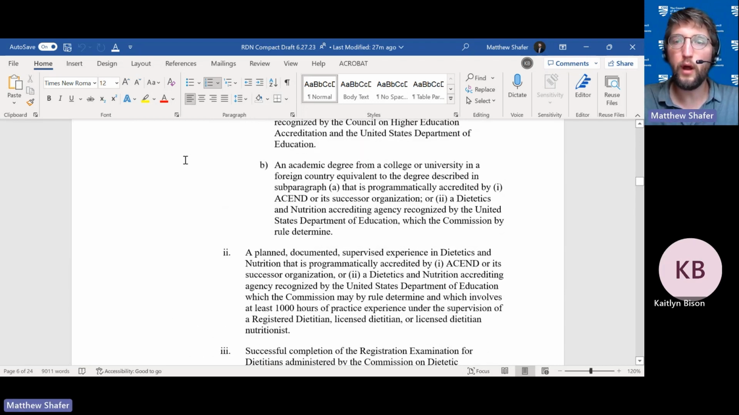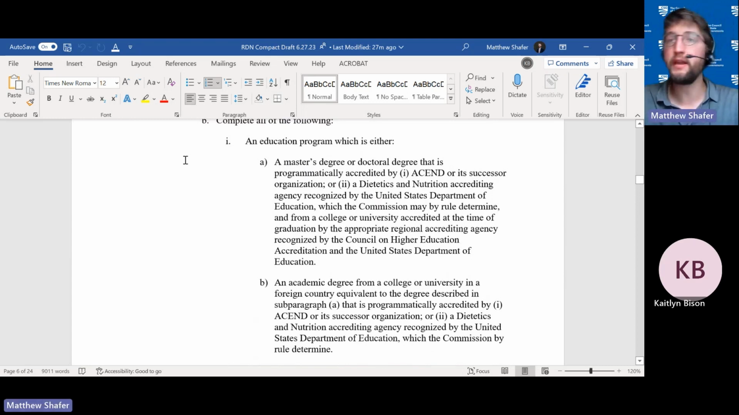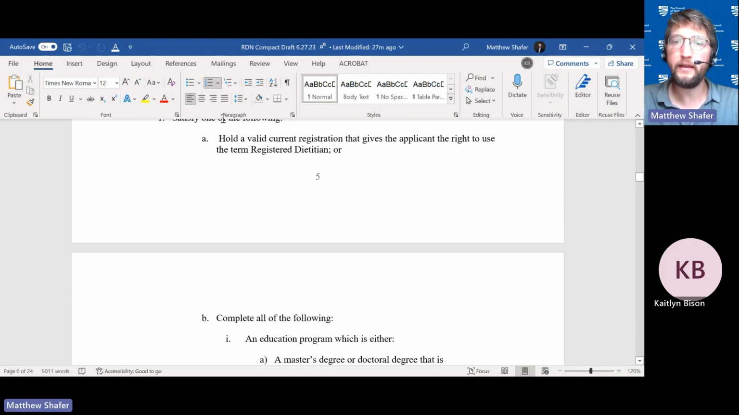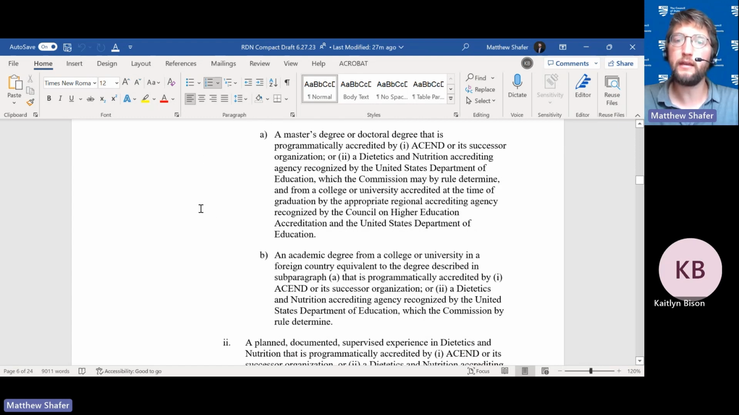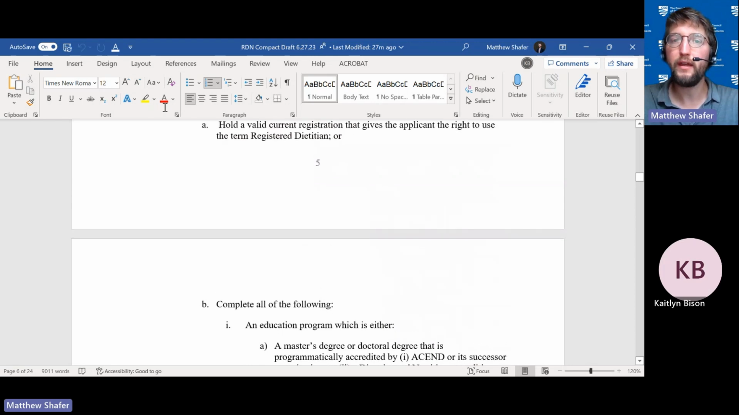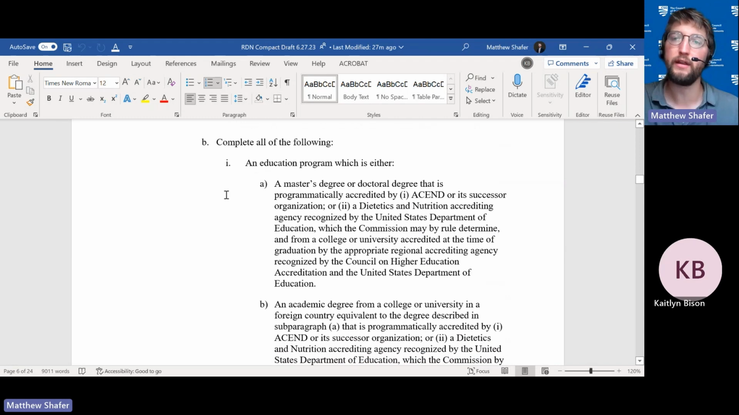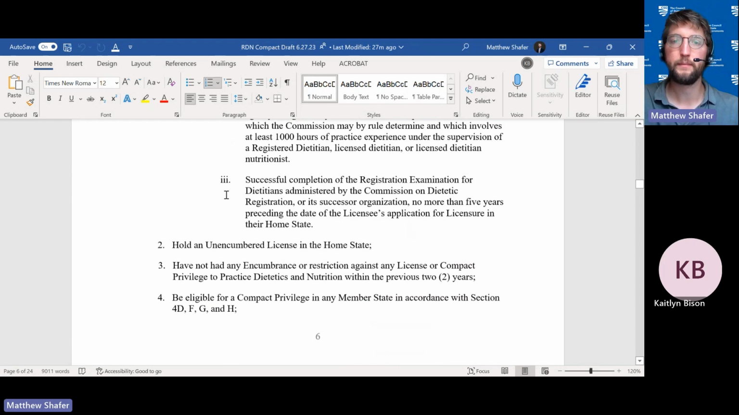So those are the requirements in order to obtain a compact privilege on the education and examination side. So you can either hold a valid RDN credential or complete all of these education, supervision, and examination requirements. Now these mirror each other. It's essentially saying you can hold the RDN credential or you can satisfy all the requirements that lead to the RDN credential. So that's the pathway in order to obtain a compact privilege.